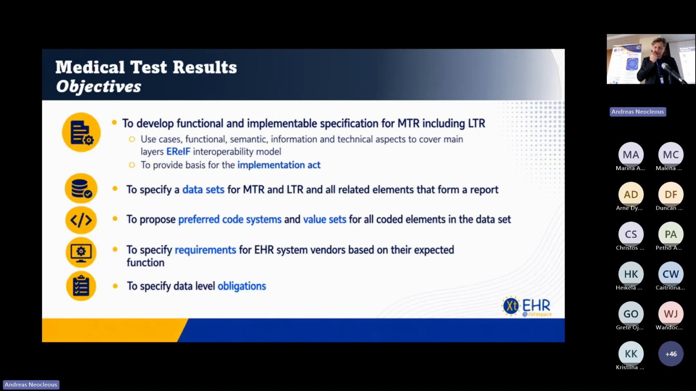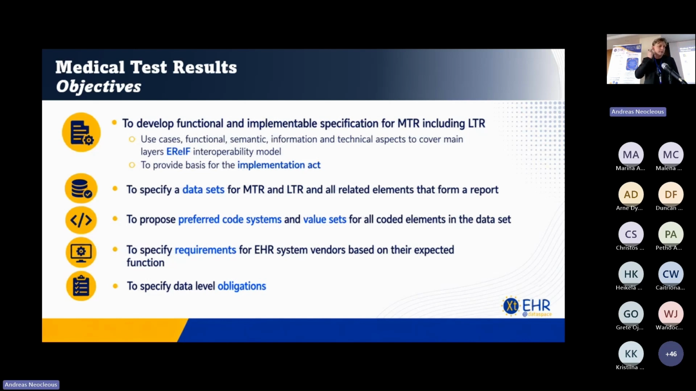So I will just briefly repeat what you have heard in several presentations already before. So what was the objective of our work? We were asked to develop the functional and implementable specification for medical test results, including laboratory results and reports. That was a challenge of its own, and I will mention it a little bit later.